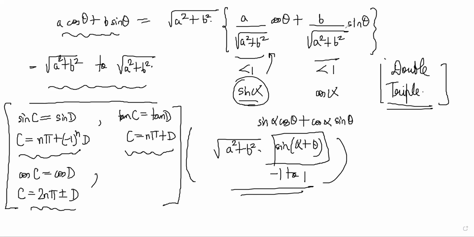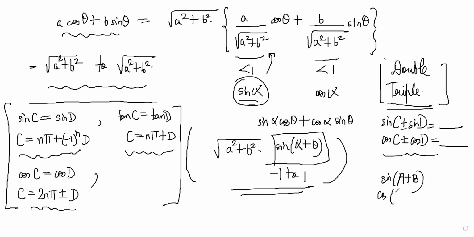If you have a confusion, write a chart on your wall or something, put it up, keep looking at it. The basic ones also include sine c plus minus sine d, cos c plus minus cos d. Is equal to what? These formulas, right? And also obviously sine a plus b and cos a plus b, a plus minus b, everything is coming from there only. We have derived all of this from here only.